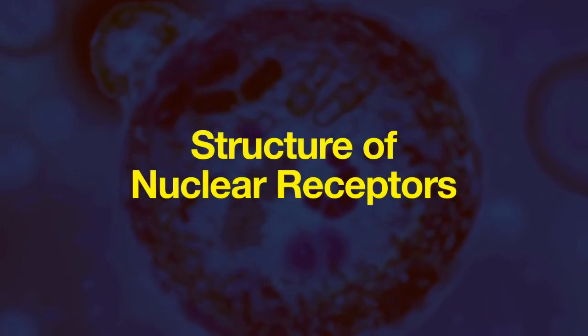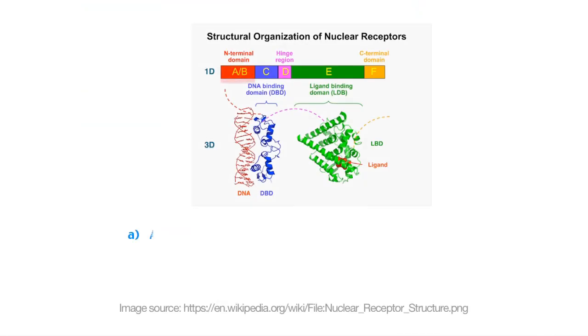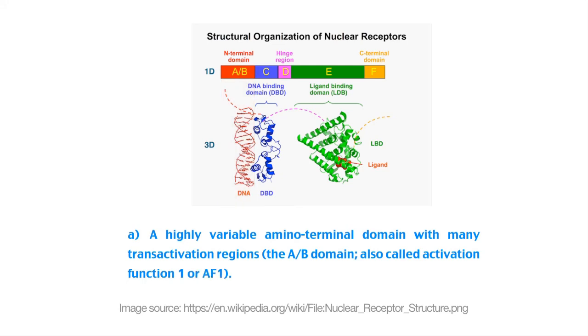Let us now see the structure of nuclear receptors. Nuclear receptors commonly have a structure comprising the following components. The first one is a highly variable amino terminal domain with many transactivation regions, which is also known as the AB domain, also called activation function 1 or AF1.